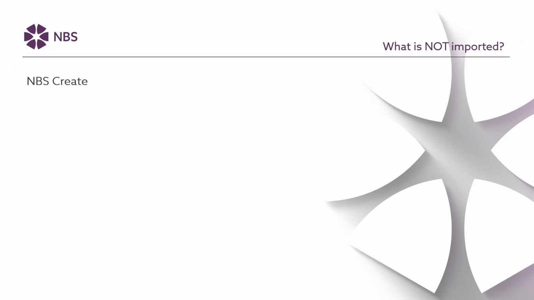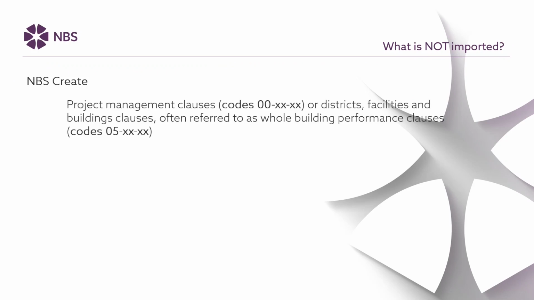And now, what's not imported from Create? So firstly, project management clauses. These are clauses where the code starts with 00, and districts, facilities and building clauses, often referred to as whole building performance clauses. These are clauses where the code starts with 05. Neither of these groups of clauses are imported into Chorus. These would need to be recreated in a preliminaries specification within Chorus.